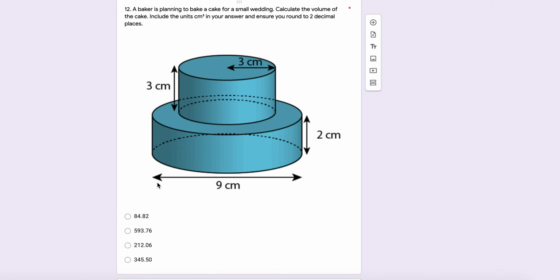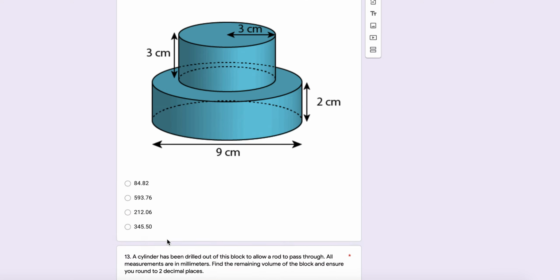But in this case, you're given the diameter of the bottom cylinder. You're not given the radius. So you need to divide 9 by 2. 9 divided by 2, figure that one out. And then you're going to do pi times your answer, so 9 divided by 2 squared, times 2. Add both answers together, and you should get one of these as your answer.